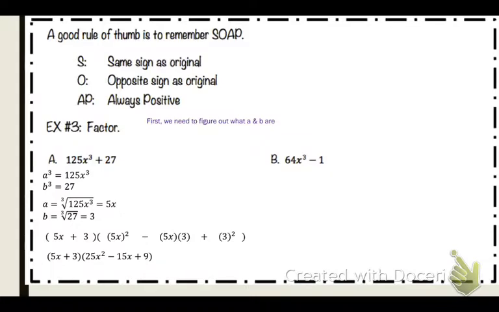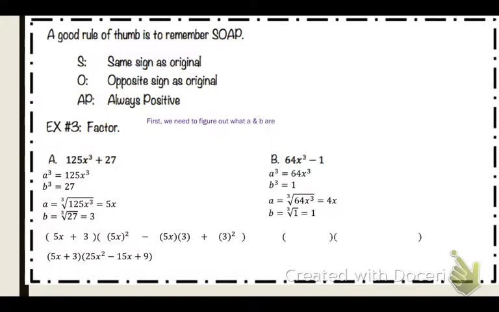So we need to figure out what a and b are. So a cubed is 64x cubed. B cubed is 1. We're going to ignore that negative, that subtraction sign for now. So then a is the cube root of 64x cubed. B is the cube root of 1. So a equals 4x, b equals 1.